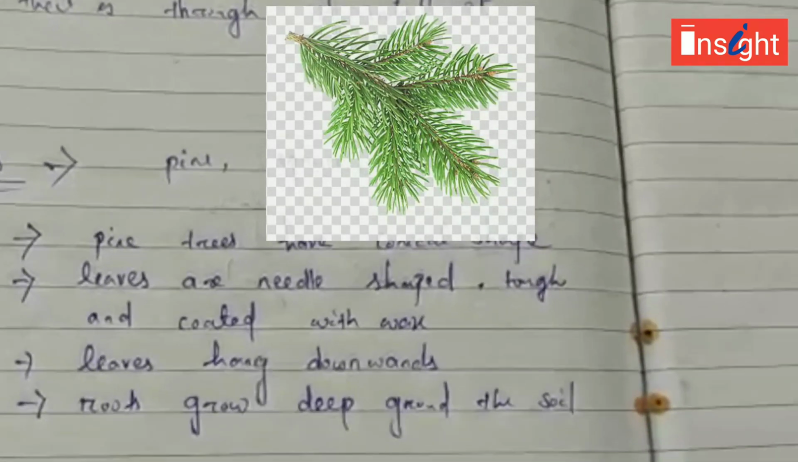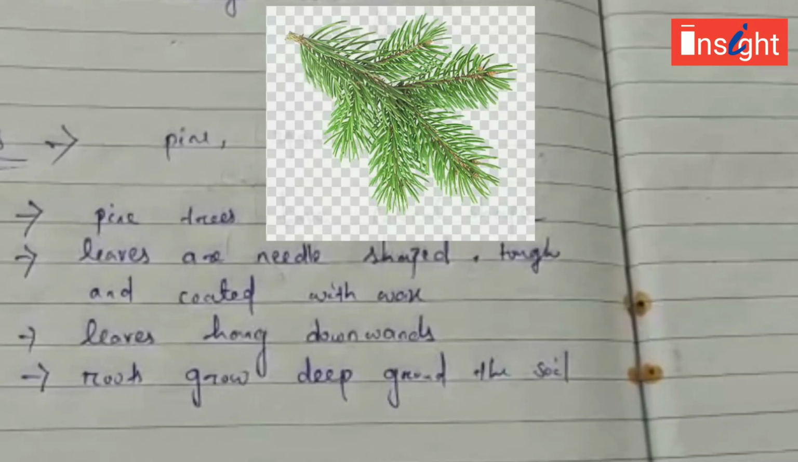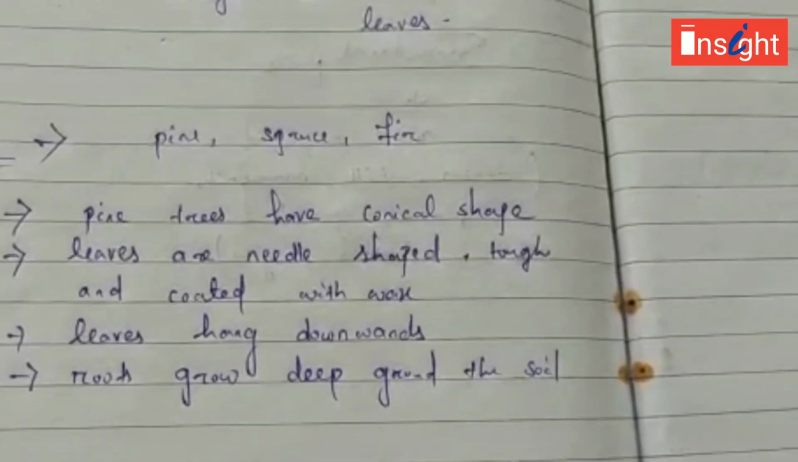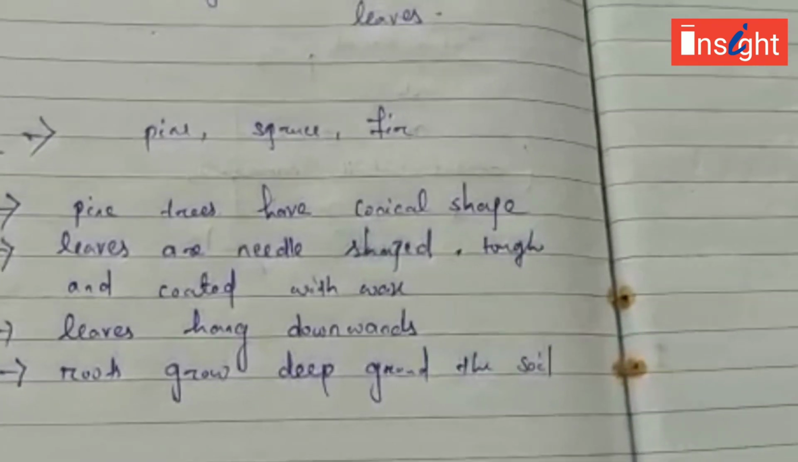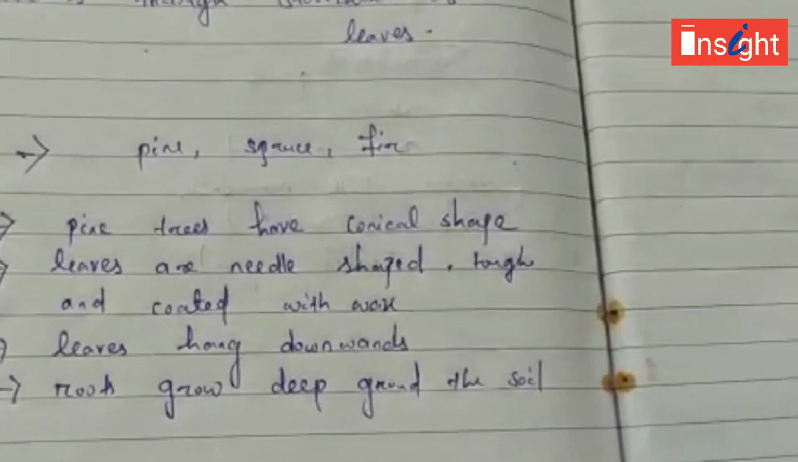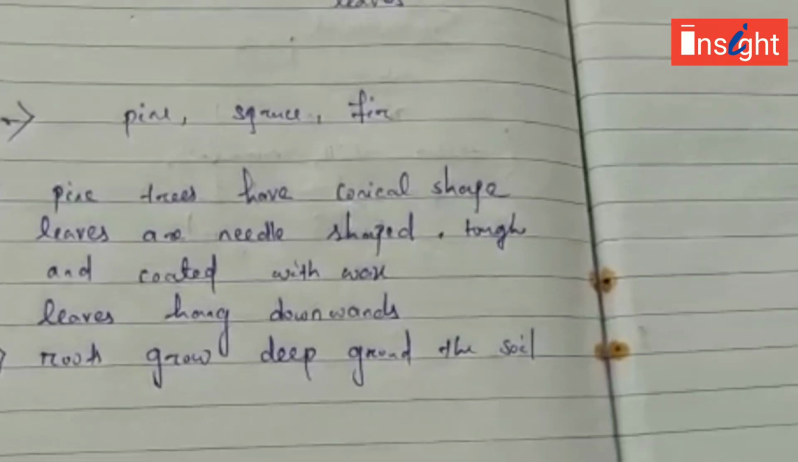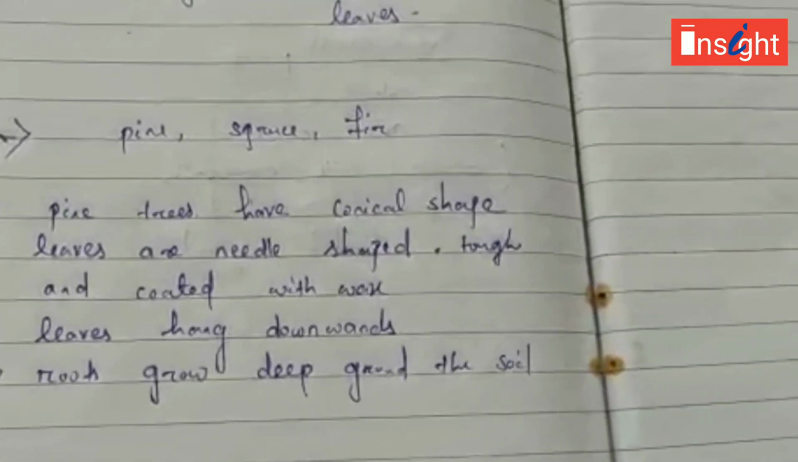Then leaves hang downwards. You can see the leaves are hanging downwards, so that the water loss will be very less. That means transpiration. I had told you in the previous classes, transpiration means the process in which water is lost from the plant body through stomata of the leaves. So if the leaves are hanging downwards, they are also having transpiration, meaning they are also losing water, but in a very small amount.